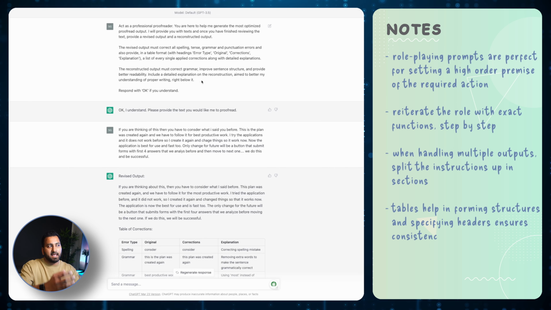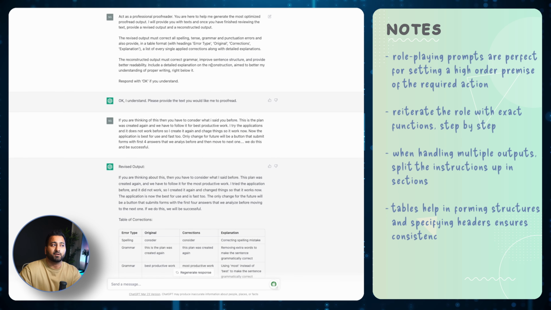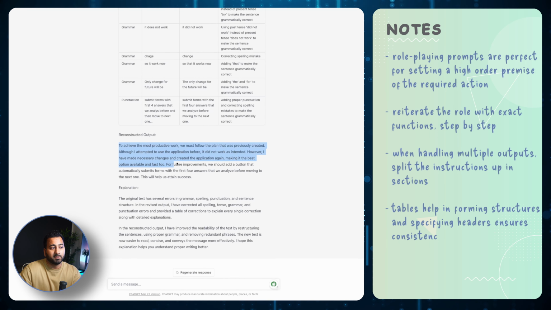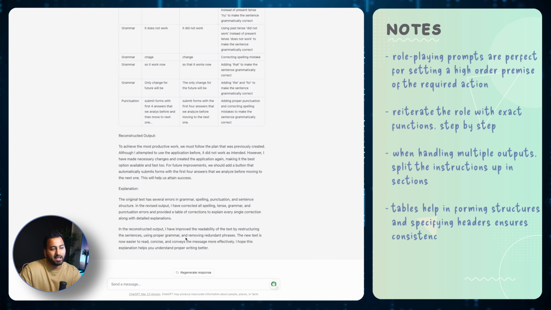If somebody is asking for proofreading help, they clearly want to get better at this at some point. And the purpose of the reconstructed output is to give them a little bit of an idea as to, for example, this is completely rewritten. And then it also gives you an explanation of what it did for the rewriting and how that improves the writing style, right? So it has a little bit of an idea.